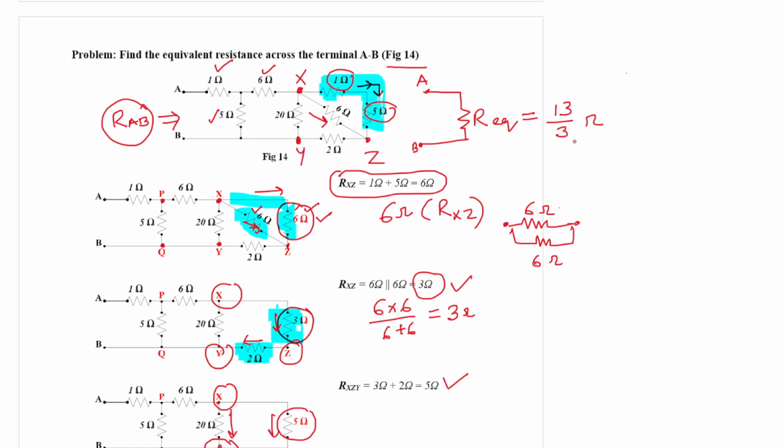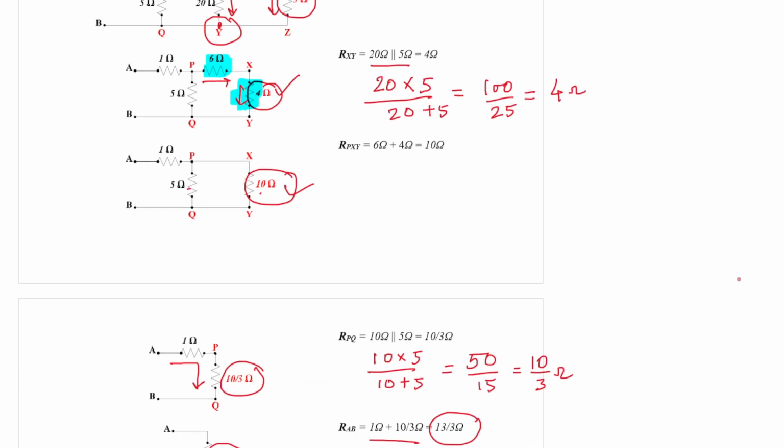So what does it mean? If a resistance of this value, 13 by 3 ohm, is represented across AB, it means the same as this big network. But remember one thing, you must start from the far end from the measuring terminal, and step by step you should reduce your network using series and parallel combinations of resistances.